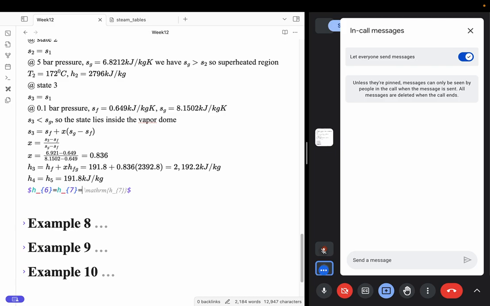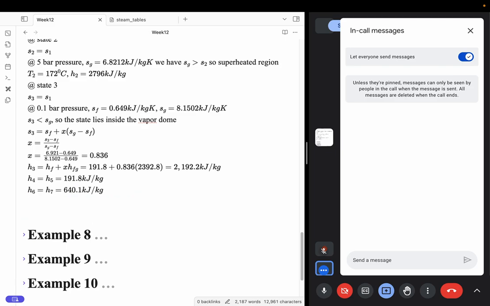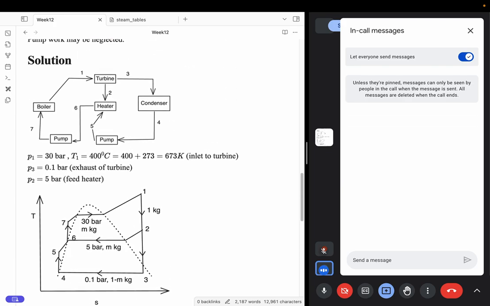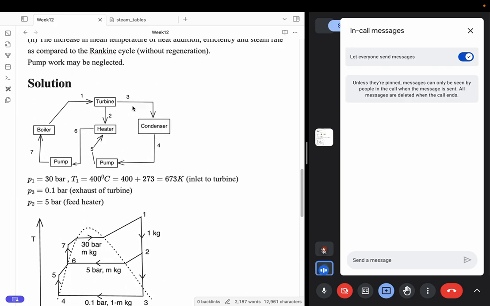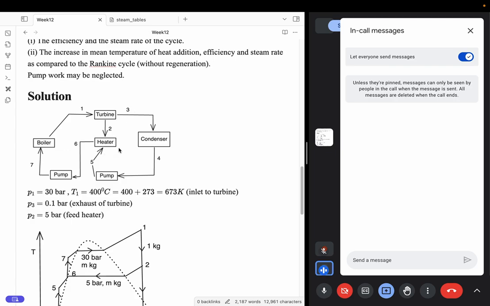And at 5 bar, that is around 640.1. Why am I calculating all these things? Just because I need to determine what my steam rate is. That's the first part of the question, efficiency and the steam rate. So in order to determine the steam rate, all I will be doing is applying an energy balance here.